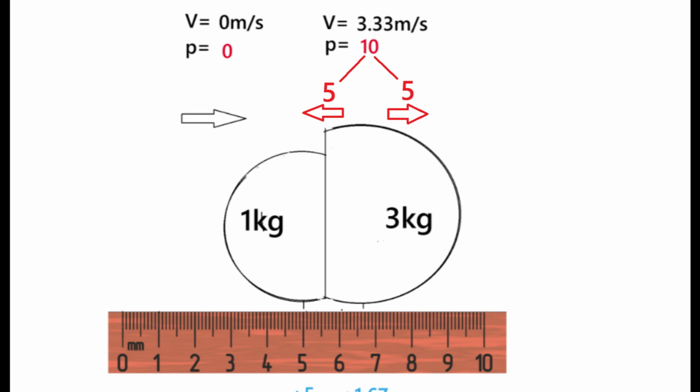But if we don't do that, then the numbers remain perfectly symmetrical. 10 momentum goes in and is absorbed by the 3 mass, and after collision, the 3 mass gives 5 back to the 1 mass and keeps 5 for itself. And there you go, no extra free momentum.